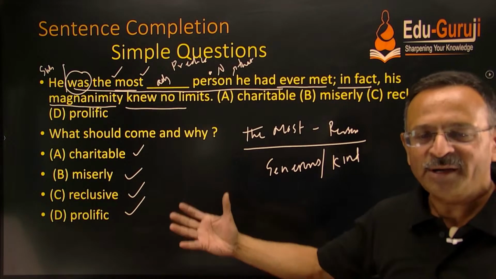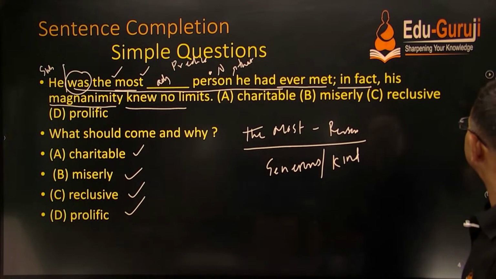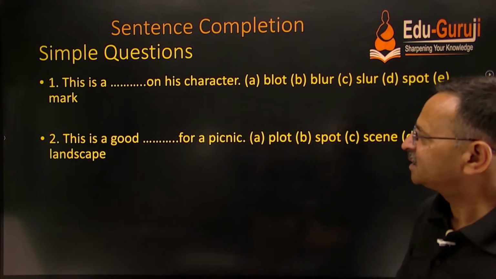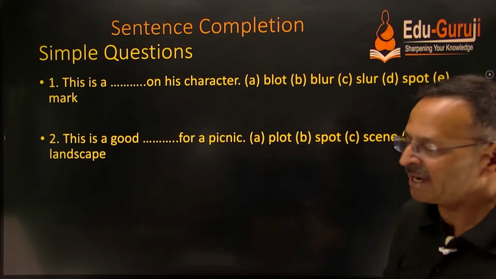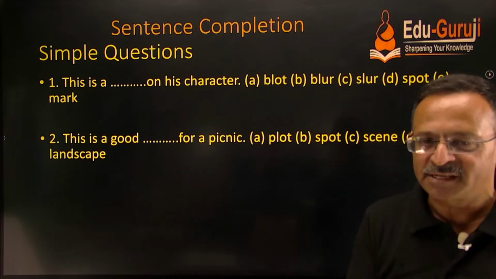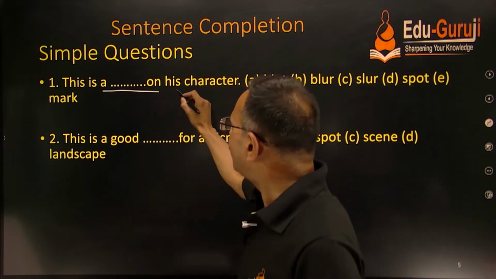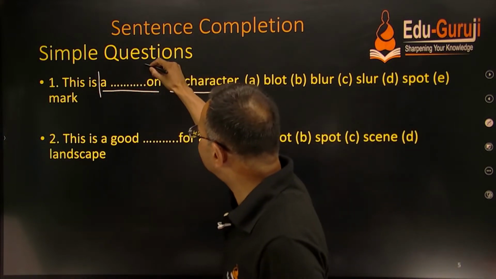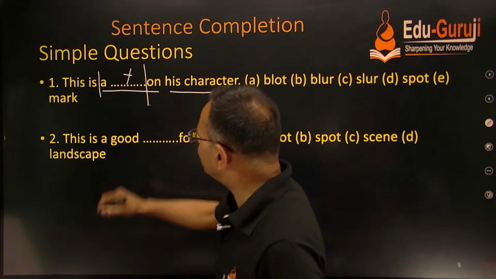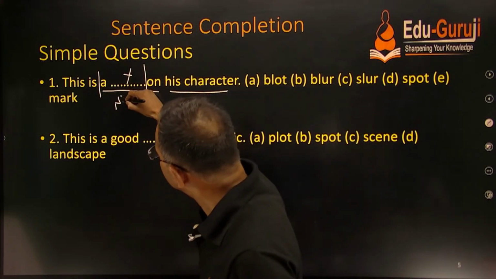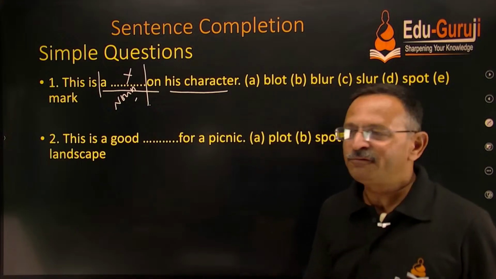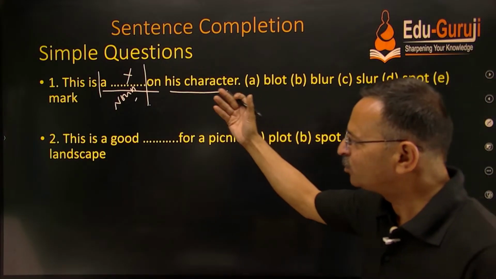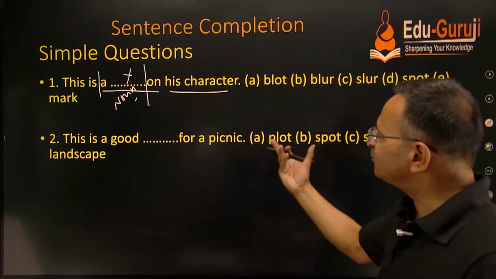So can we move forward? Let's move forward to the next question. Then we have another question. This is again a very simple sentence. This is on his character. Now again, if you look at it syntactically, you have on his character. So you can see this as a noun phrase. Again, a noun phrase here. You need to put a noun here. There should be a noun. If we can identify any noun from here, it would be very easy for us to put that way. But let's see what could be the option.